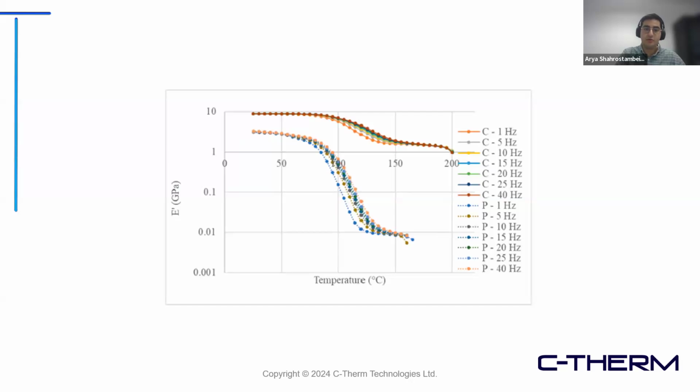The next slide is the storage modulus of the same sample, again at different frequencies. As you can see, by increasing the temperature, the material goes through the glass transition. The storage modulus, the stiff part of your material, or the part that returns the energy you already applied, is dropping because your material is becoming softer.